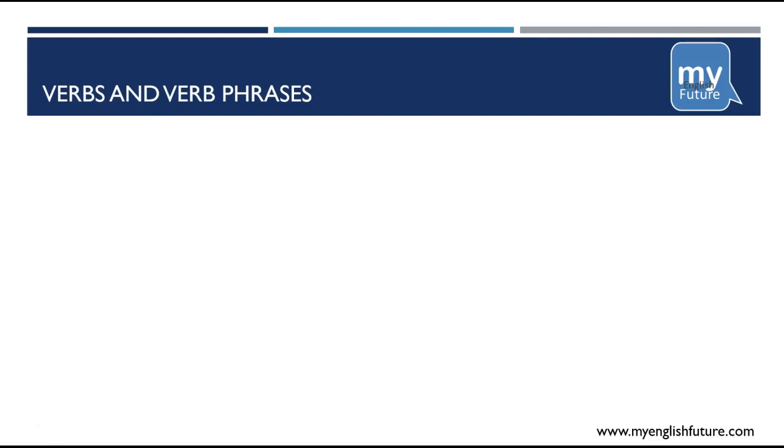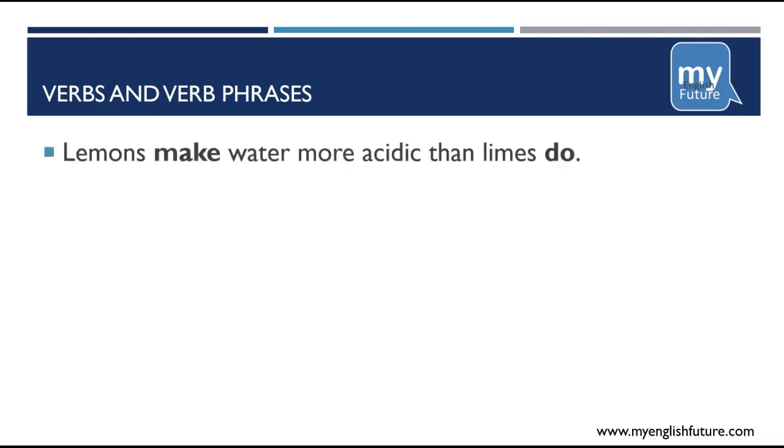Let's move on to verbs. Lemons make water more acidic than limes do. Aha! Now with verbs it gets tricky. The verb is make. But a good English speaker and writer will not repeat the word make. A good English writer will only repeat the auxiliary verb do.